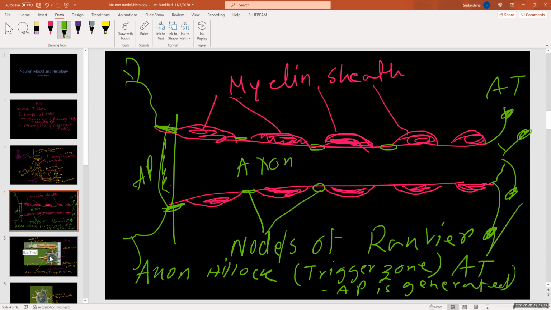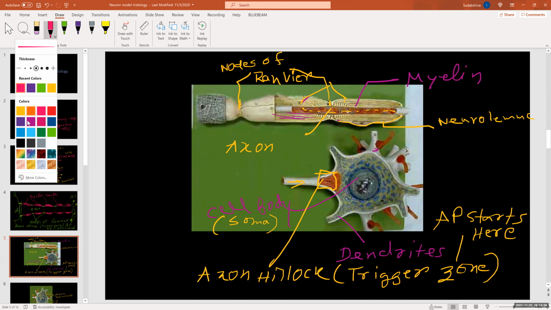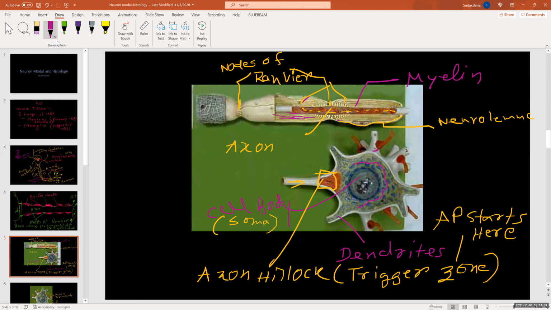Okay, so let's apply this to the neuron model here. So we have this neuron model here. In this neuron model, you can see the cell body right there. This is the cell body. You can see the nucleus. That's the nucleus within the cell body. Here are the dendrites. These are the dendrites, dendrites, dendrites. This is the axon hillock right there.